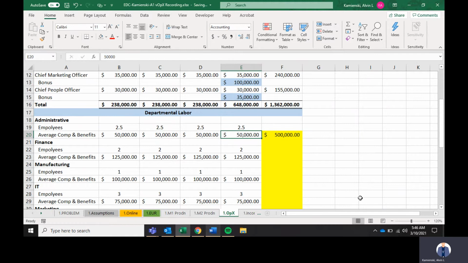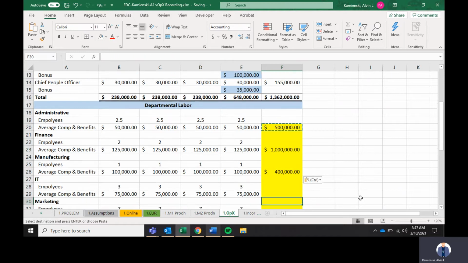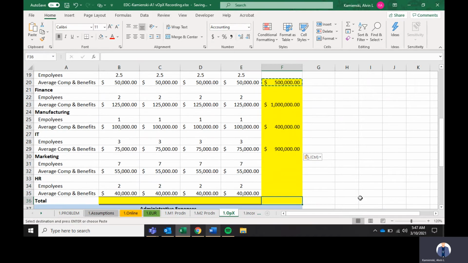Now notice I put that down at the average comp and benefits line because I like the way that all the numbers looked when they were together. So let's do the same thing. Let's put the dollars with the dollars and see if we can't copy and paste and see if when we get to the end, if it doesn't make sense.